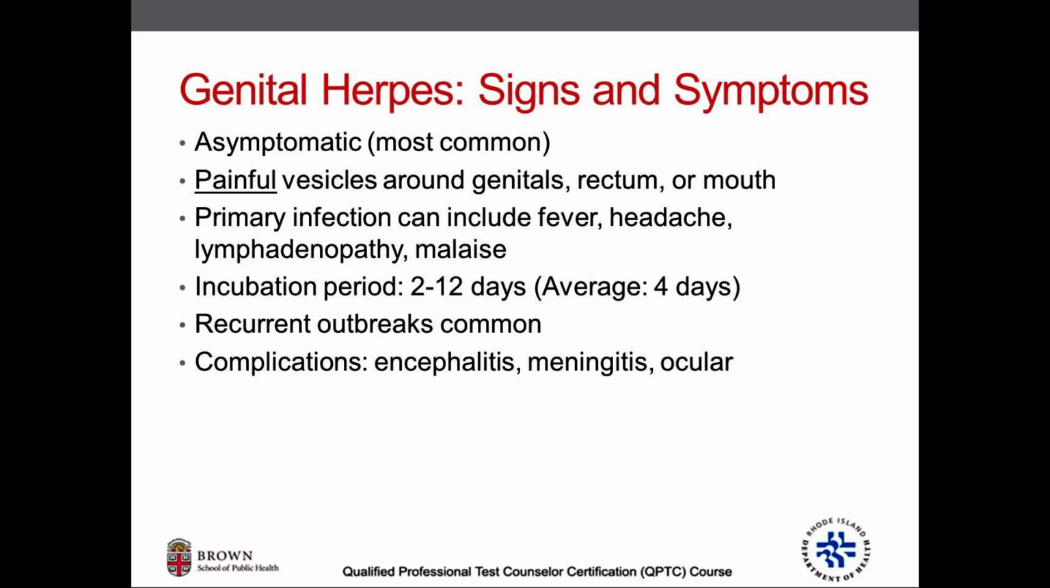There are some severe complications that very rarely happen with herpes, and these can include infection of the brain, encephalitis, infection of the spinal cord, meningitis, as well as eye involvement. However, these are relatively rare compared with the number of people infected with genital herpes.